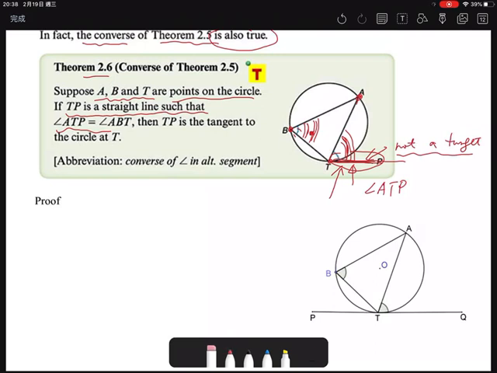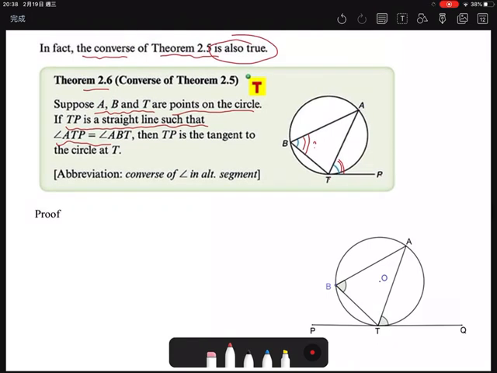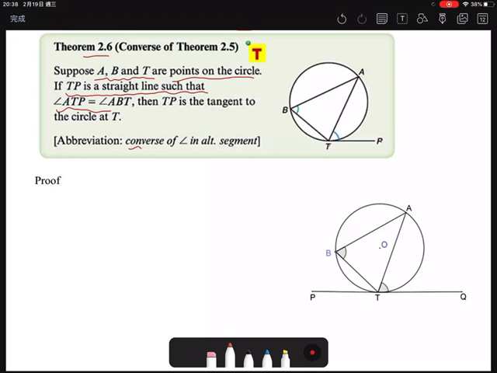So this is the converse of theorem 2.5. Even though we don't know TP is a tangent, the given condition is that the angle ATP seems like a tangent-chord angle, and this is an angle in alternate segment corresponding to angle ATP. So we can say TP is a tangent. So this is the meaning of theorem 2.6, and the short form of the theorem is converse of angle in alternate segment.